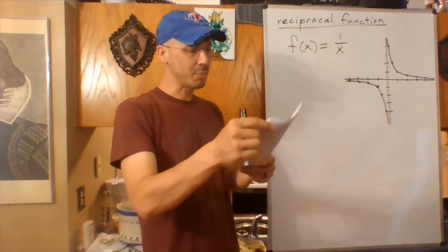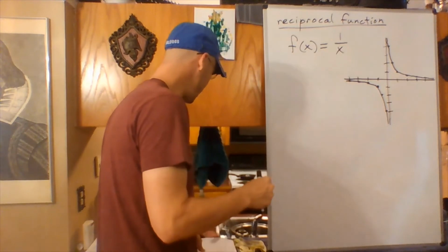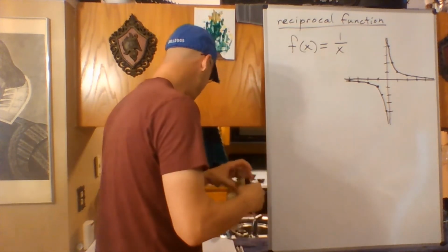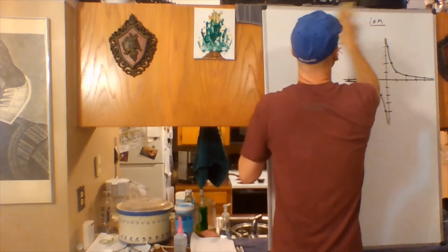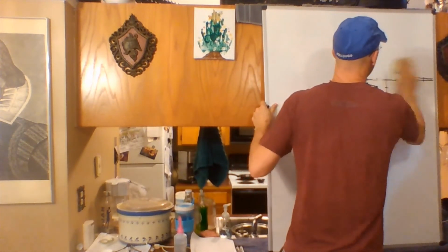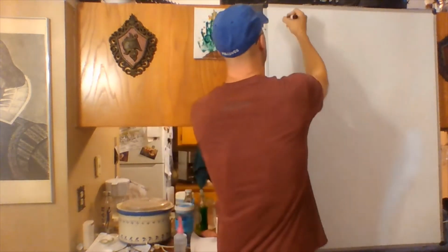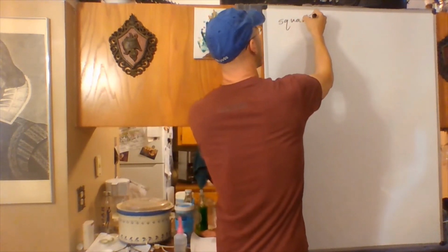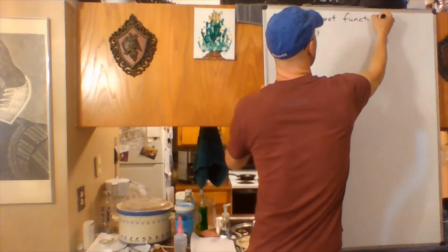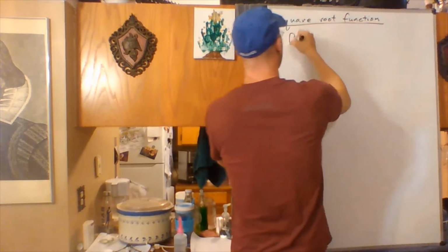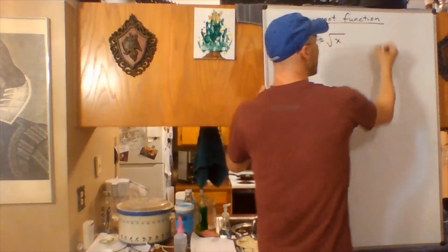I'm going to skip the reciprocal squared function if you want to look at that, but it's not quite as important as this one. The two that we do need to look at, though, the last two, are the square root function, which is f of x equals the square root of x.